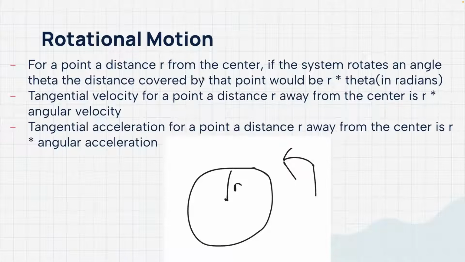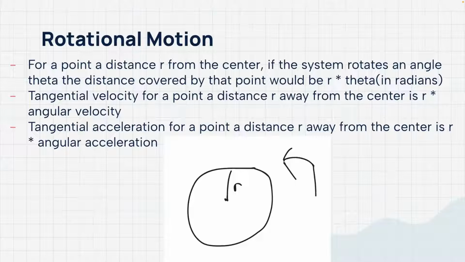Rotational motion. So for a point a distance r from the center, if the system rotates at angle theta, the distance covered by that point would be r theta. Think of geometry in math, where theta is in radians. Tangential velocity for a point a distance r away from the center is just r times the angular velocity. And tangential acceleration is r times the angular acceleration. So essentially, you just multiply r by each of the angular components to get the tangential components.